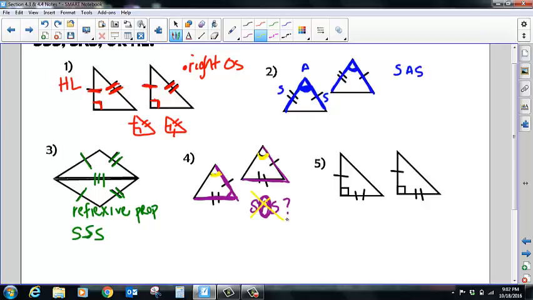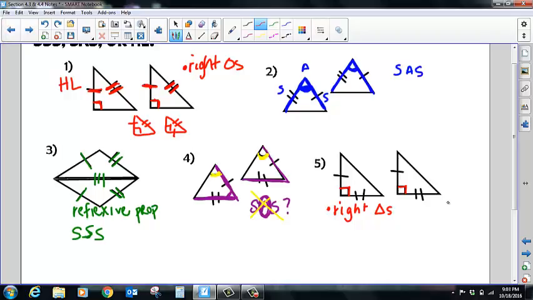Now for number 5, I'm going to go back to red. We have right triangles again. So what happens with diagrams like number 5 is people see the right angle and they see the right triangle, so they automatically jump to the hypotenuse leg being the method to use. But if you look at the sides that are actually marked congruent, is the hypotenuse marked congruent? And the answer is no. So it's not HL, okay?